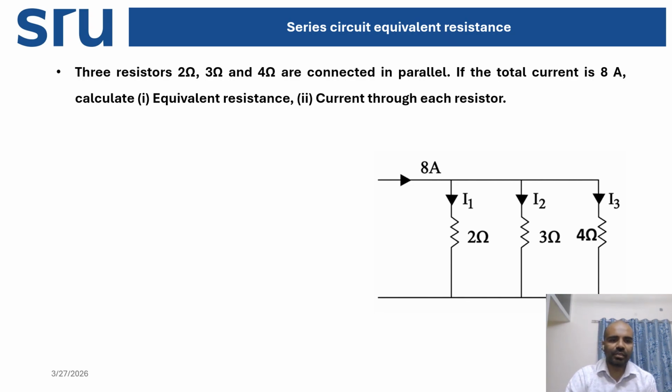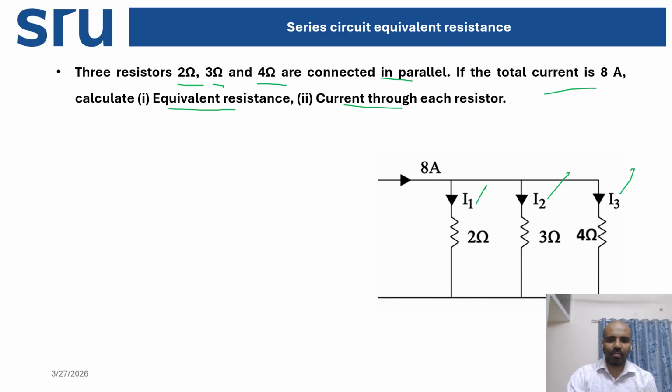Let's move to this circuit. So in this circuit, three resistors, 2 ohm, 3 ohm and 4 ohm, are connected in parallel. So if the total current is 8 ampere, which is divided in these three resistors, that is I1, I2 and I3, then you need to calculate the equivalent resistance and the current through each resistor. So you know how to calculate the equivalent resistance.